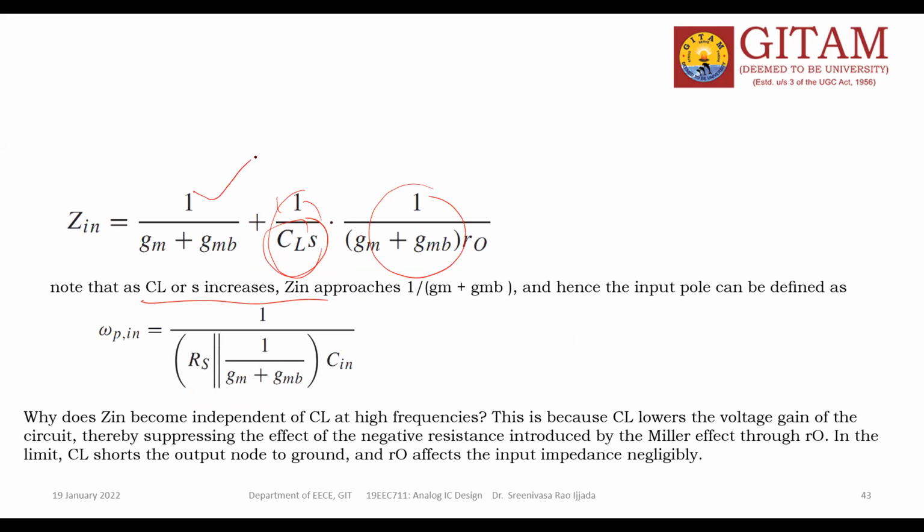He's asking why Zin is independent of CL at high frequencies. The reason is that CL lowers the voltage gain of the circuit. Whatever the CL value you have, that will reduce the gain of the voltage, thereby suppressing the effect of the negative resistance introduced by the Miller effect through R naught. So negative resistance, already we discussed about this. I can go back to show you.